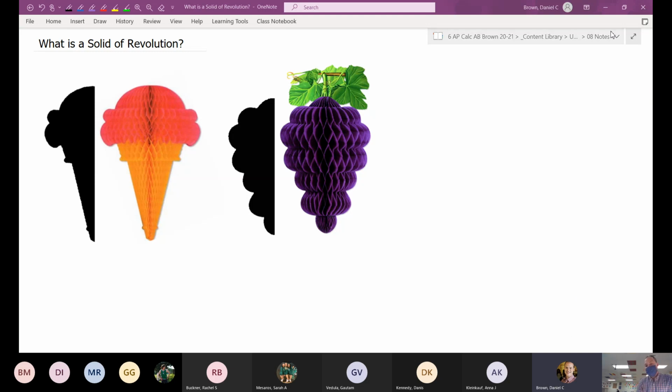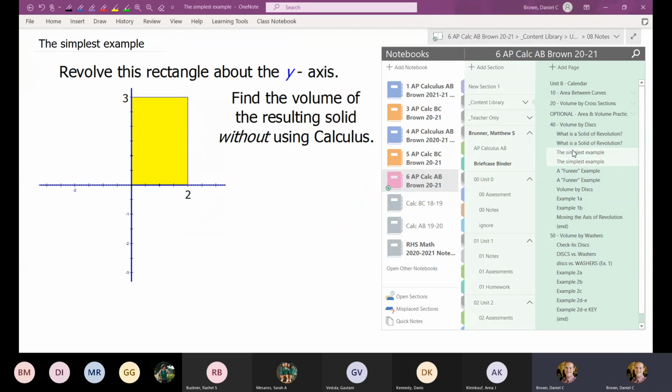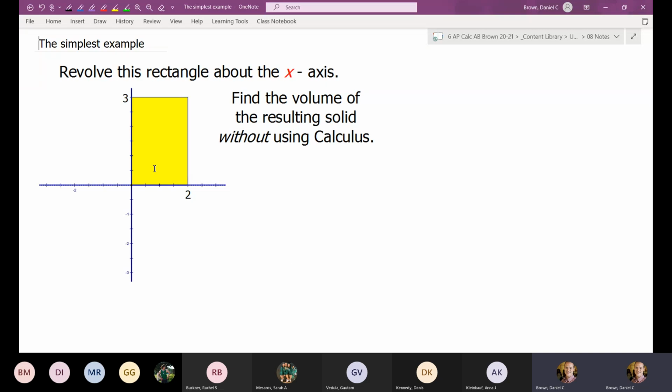So let's do a non-calculus problem right now, just to get us an idea of it. Here's a non-calculus question, but I think it helps us ease into thinking about what these look like. So I have this rectangle, and I want to revolve this rectangle around the x-axis.